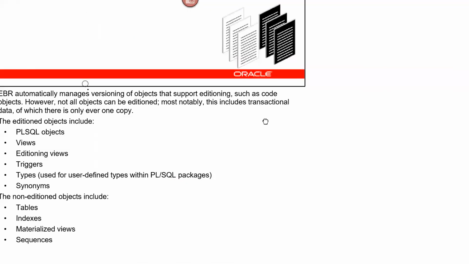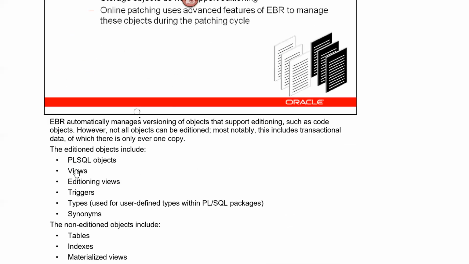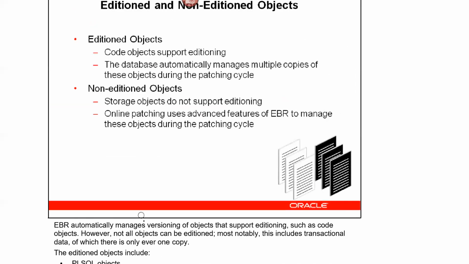Yeah, so this is what edition-based redefinition is talking about, edition and non-edition. Code objects should be editioned, like this. Editions are duplicate copies, you can think. The database automatically manages multiple copies of these objects. So what are those? Edition objects are PL/SQL objects, views, editioning views, triggers, types, synonyms. So these are all duplicate copies it maintains in the database.